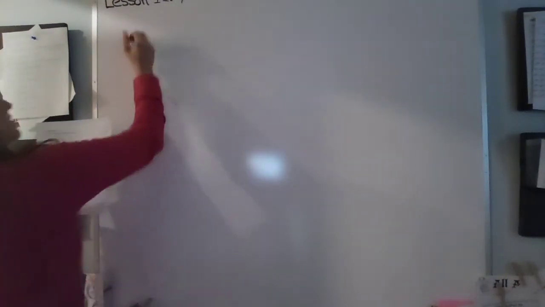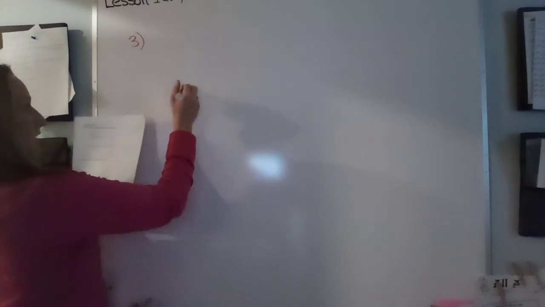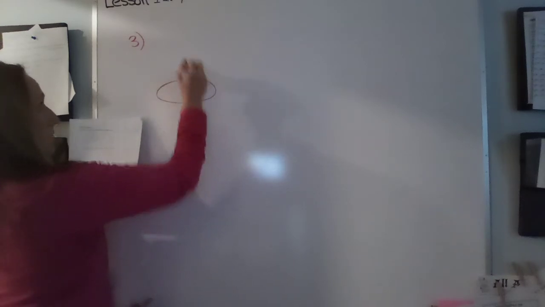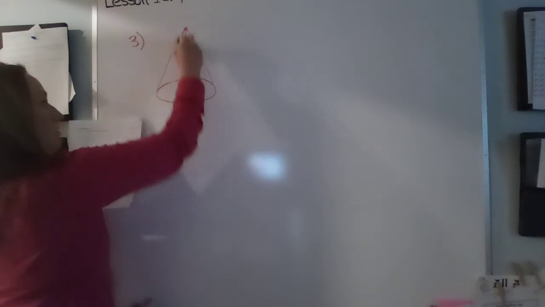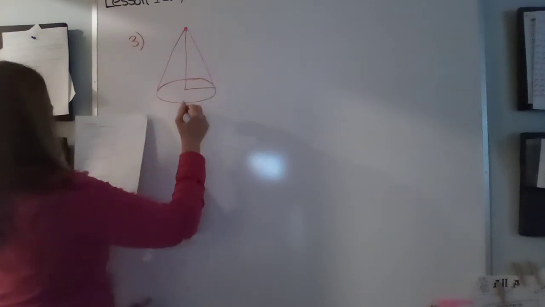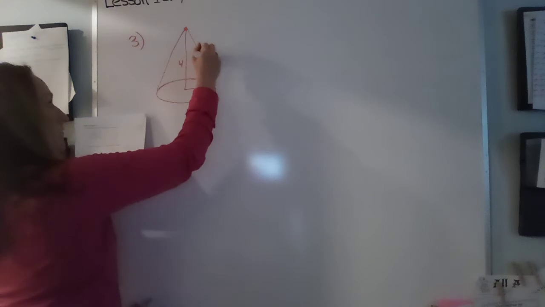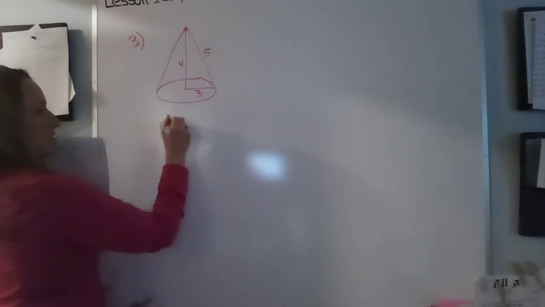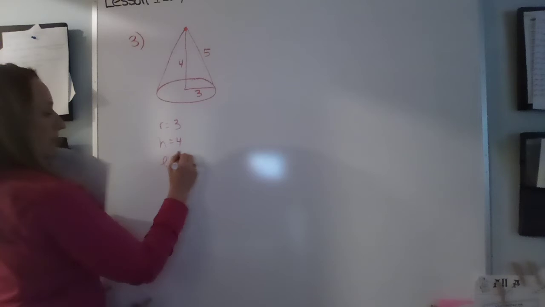Alright, so problem number 3. Now it says to find the volume of the cone. For the first cone, it's actually the same diagram as the very first problem we did today. We have a cone that has a radius of 3, a height of 4, and a slant height of 5.